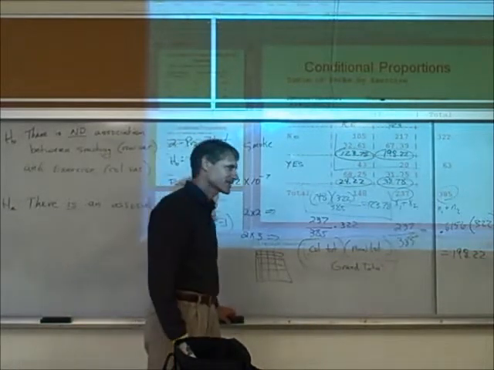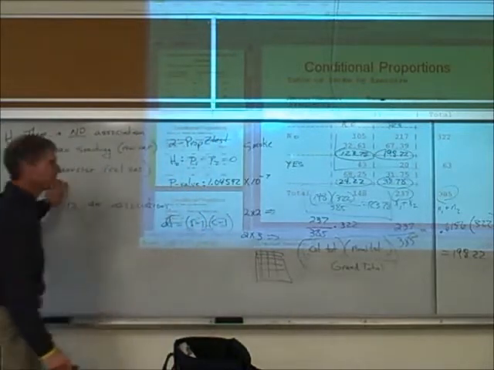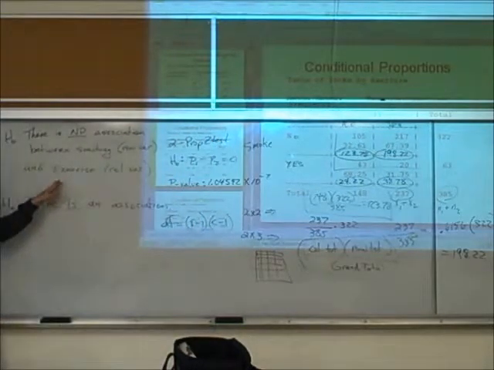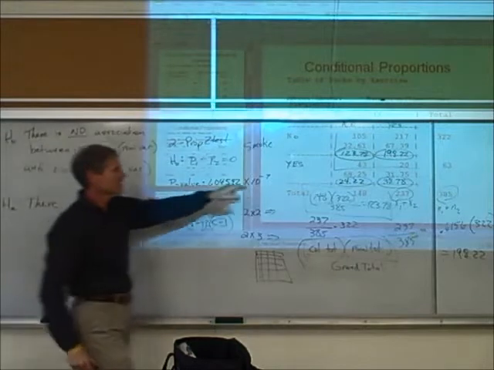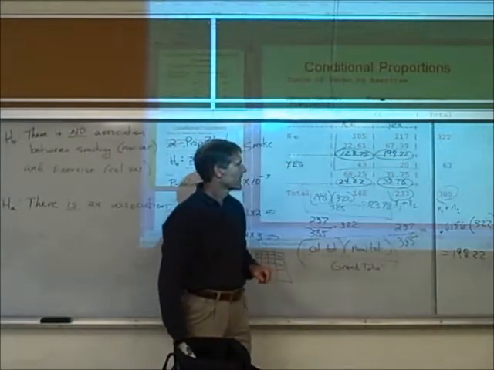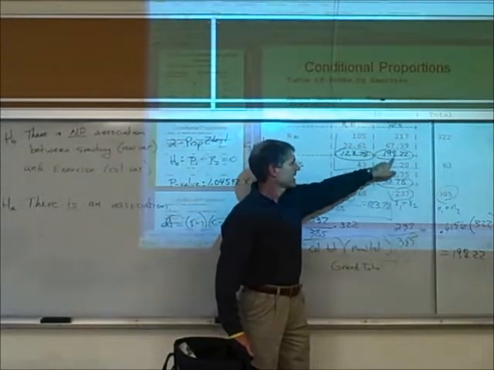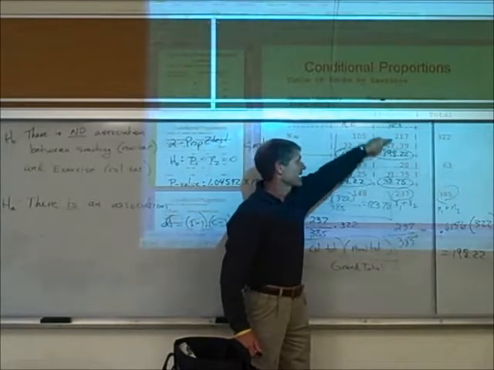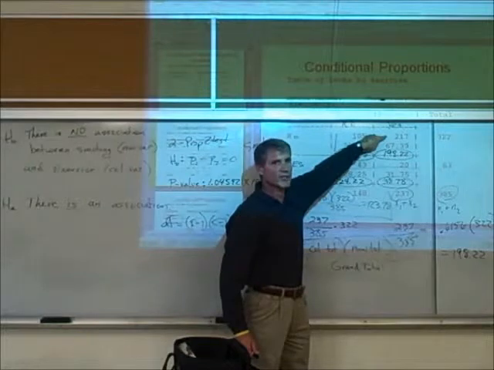Okay, now let's get back to the hypothesis test. Remember how hypothesis tests work? You compare the observed data to the data that you would expect to get if the null were true. Well, that's what these numbers are. These are the numbers you would expect to get if the null were true. I would expect to get 198 in this cell, but I got 217. Way more than expected.